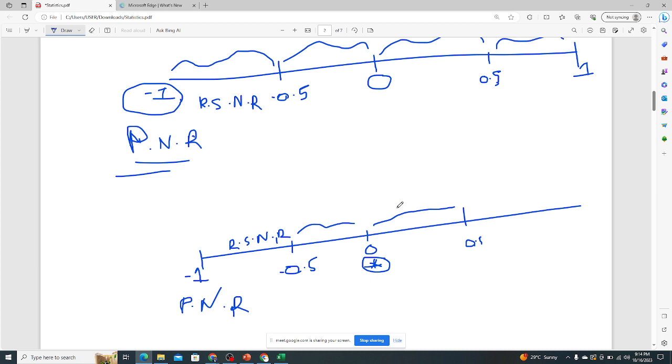Any value between 0 and 0.5, we usually say we have a weak positive relationship, and any value between 0.5 and positive 1 becomes a relatively strong positive relationship. I will explain this much better when we are doing the practicals. We shall now be able to interpret the value which we get.